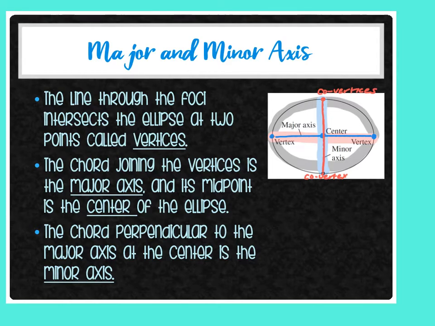So again, your ellipse has two axes. The larger of the two is called the major axis, and where that intersects the ellipse is called the vertex. And then it has the minor axis, which is the shorter one, and where that intersects the ellipse are called co-vertices.